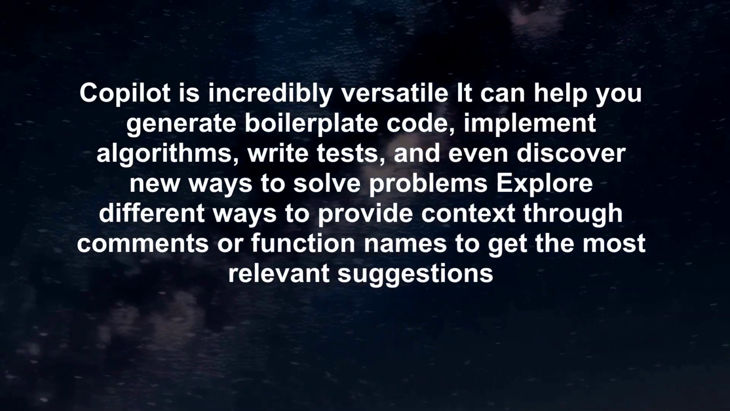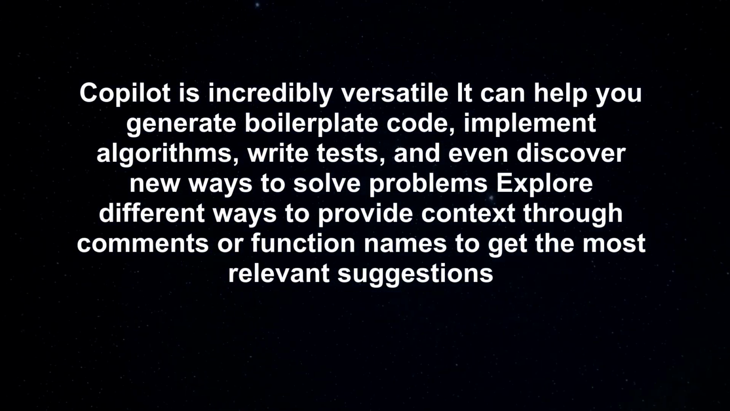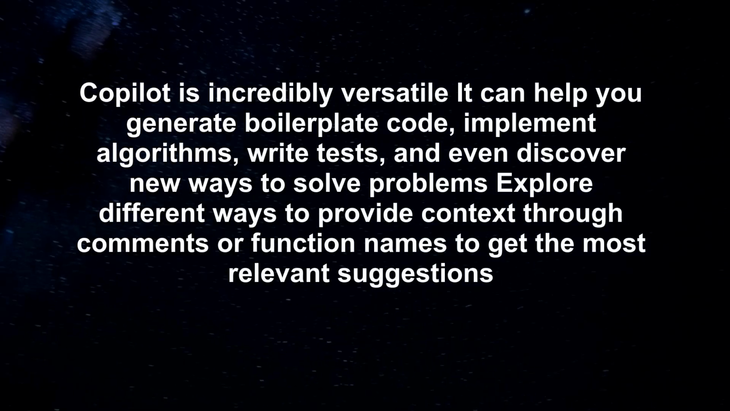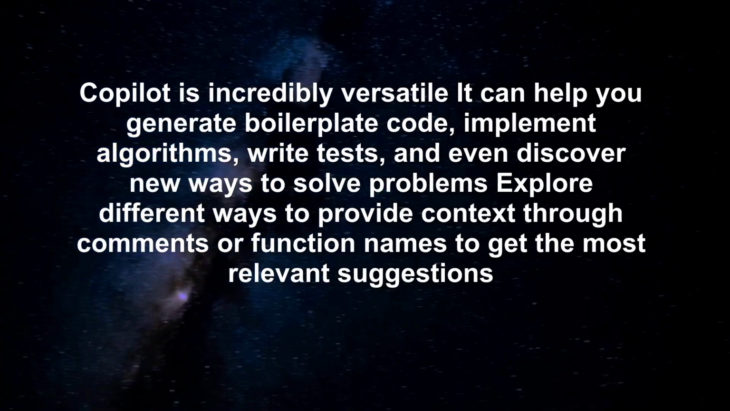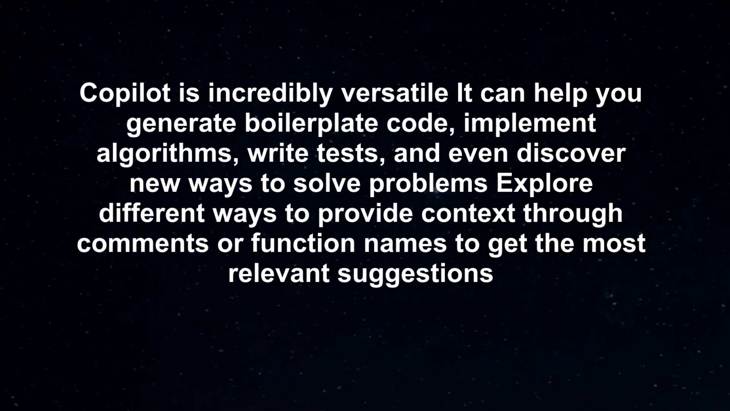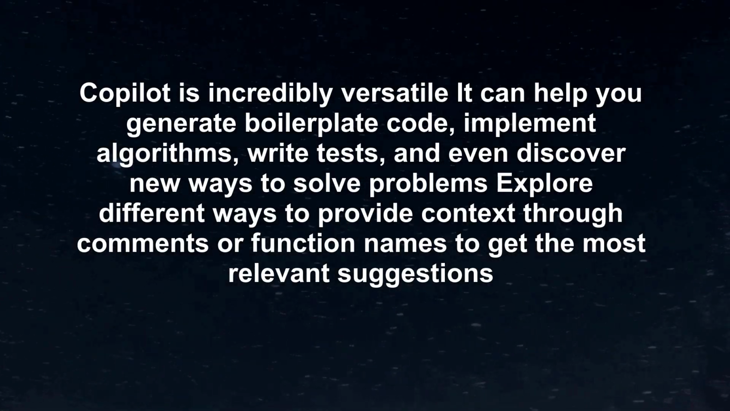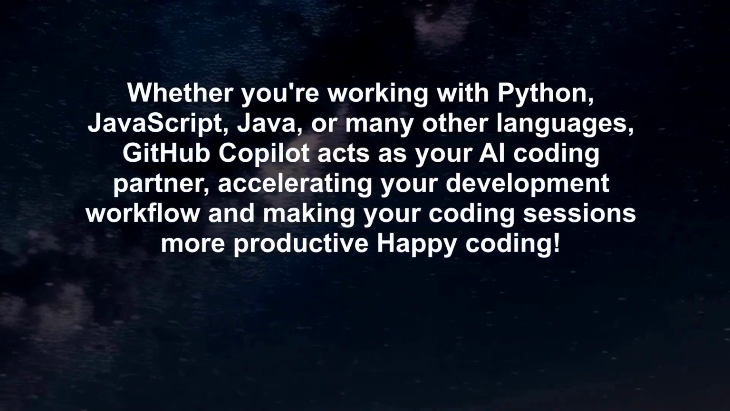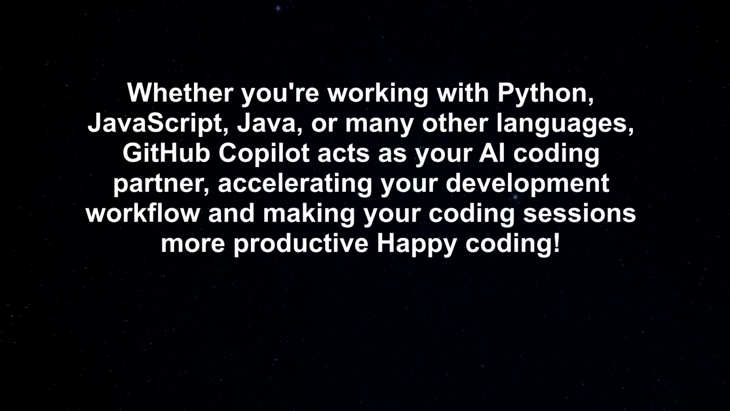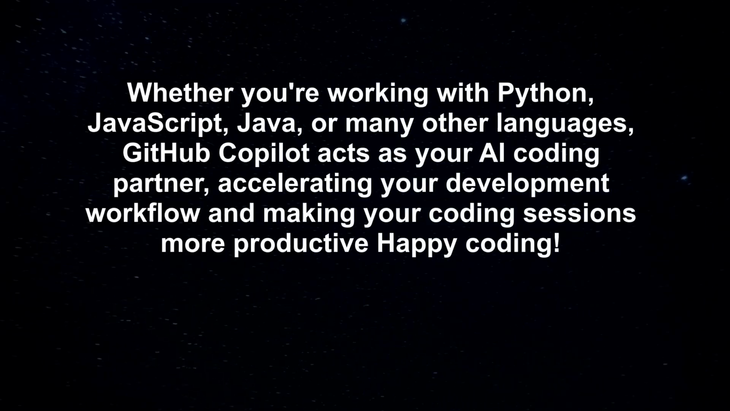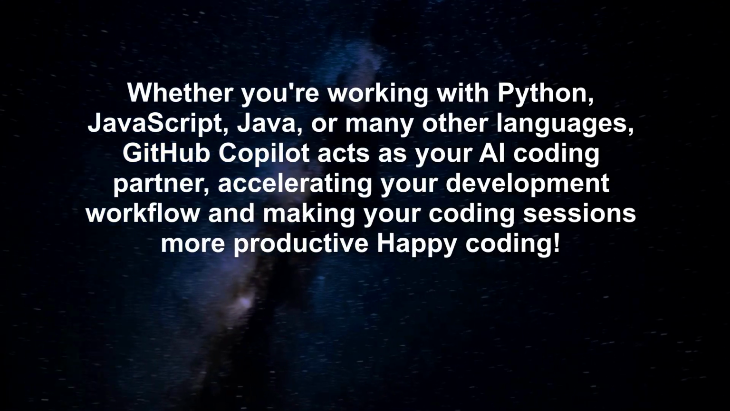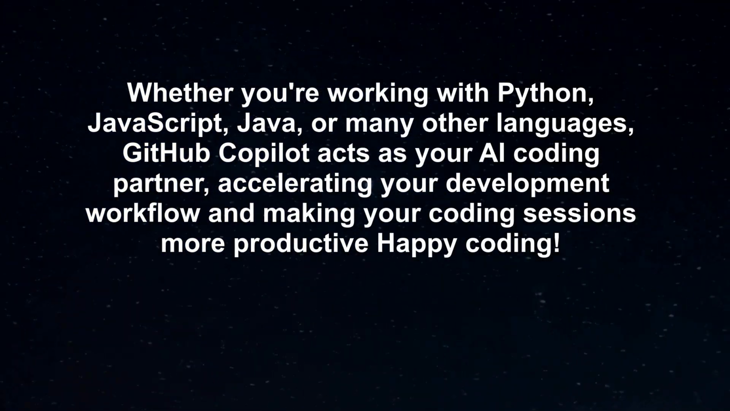Copilot is incredibly versatile. It can help you generate boilerplate code, implement algorithms, write tests, and even discover new ways to solve problems. Explore different ways to provide context through comments or function names to get the most relevant suggestions. Whether you're working with Python, JavaScript, Java, or many other languages, GitHub Copilot acts as your AI coding partner, accelerating your development workflow and making your coding sessions more productive.